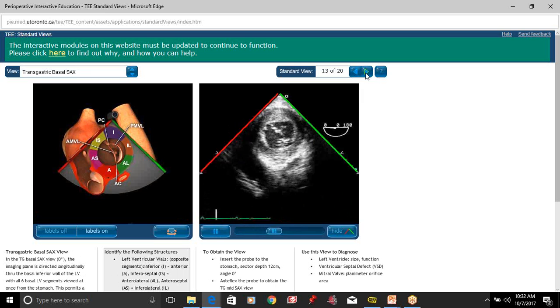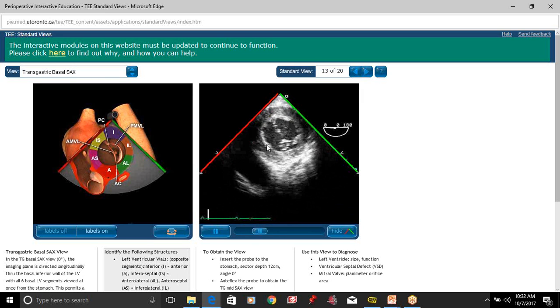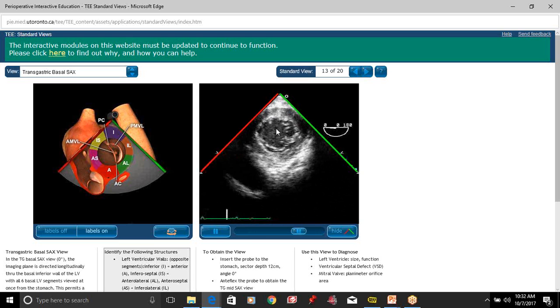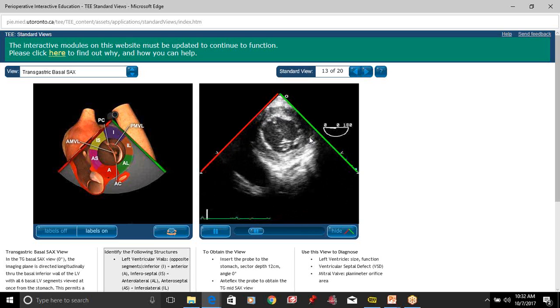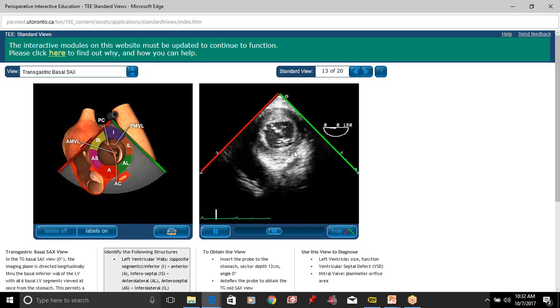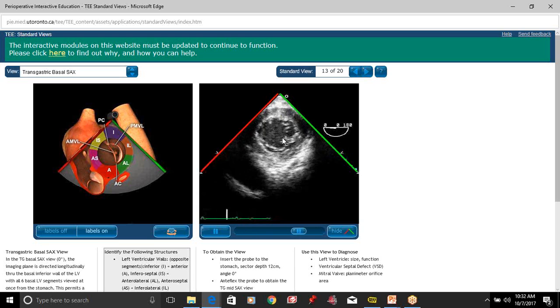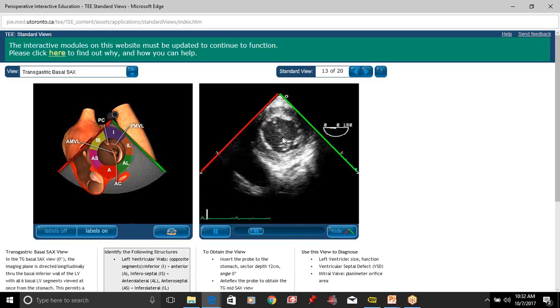All right, so this is your basal short axis. Look, you can see the mitral valve opening and closing at 0 degrees, but it still remains the walls. This is your anterior wall down there, inferior wall, lateral, and septal. And of course you have your mitral valve opening and closing. Okay.